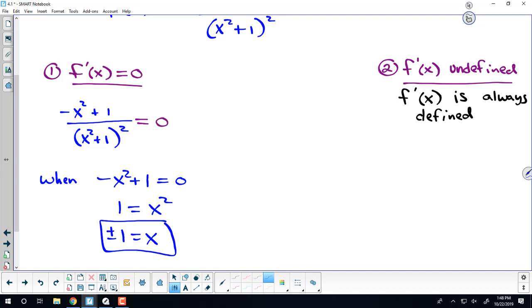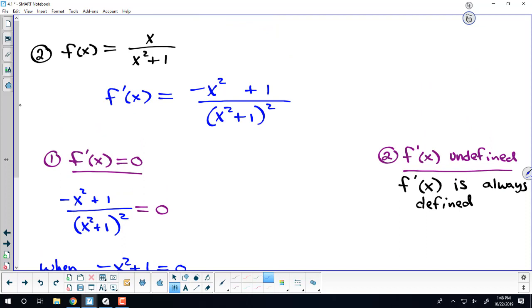Are these actually critical points, positive and -1? Yes. How do you know? Critical points have to be in the domain of the original function. So are we certain that plus and minus 1 are in the domain of this function? If it's always defined, yes. So you've always got to take that into consideration. You should always ask yourself, are these things that I'm about to label as critical points actually in the domain of the function that's given to me?